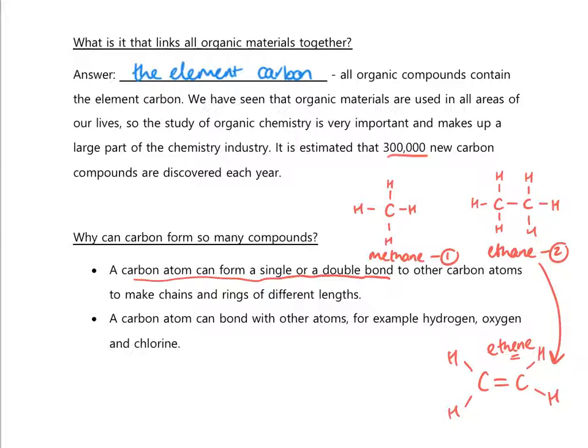Another reason why it can form so many compounds: not only can it bond to other carbon atoms with double or single bonds, but it can also bond to other atoms such as hydrogen, which we've seen in our alkanes, but also oxygen and chlorine. So if I was to change with methane one of these hydrogen atoms for chlorine, there you've got something called chloromethane, which is another carbon containing compound. So it can form many compounds because it can form carbon chains of different lengths and carbon rings of different lengths, but also can bond to other atoms, for example hydrogen, oxygen and chlorine, amongst many others.